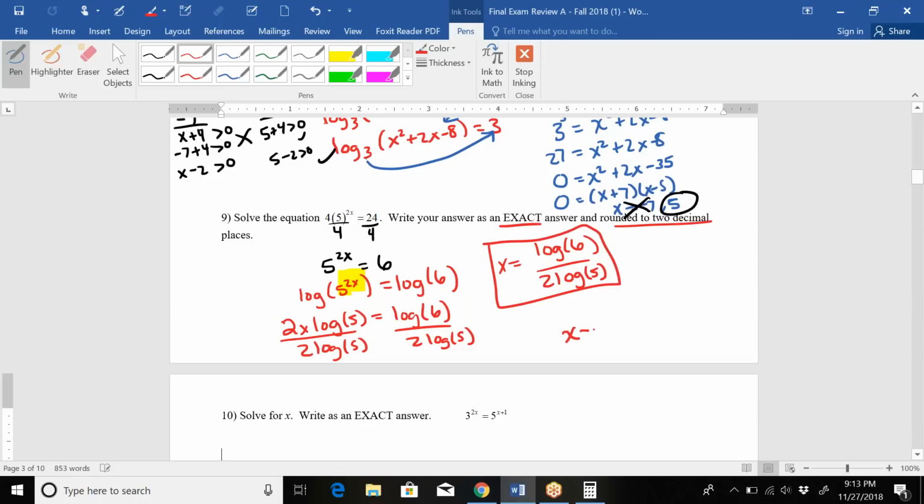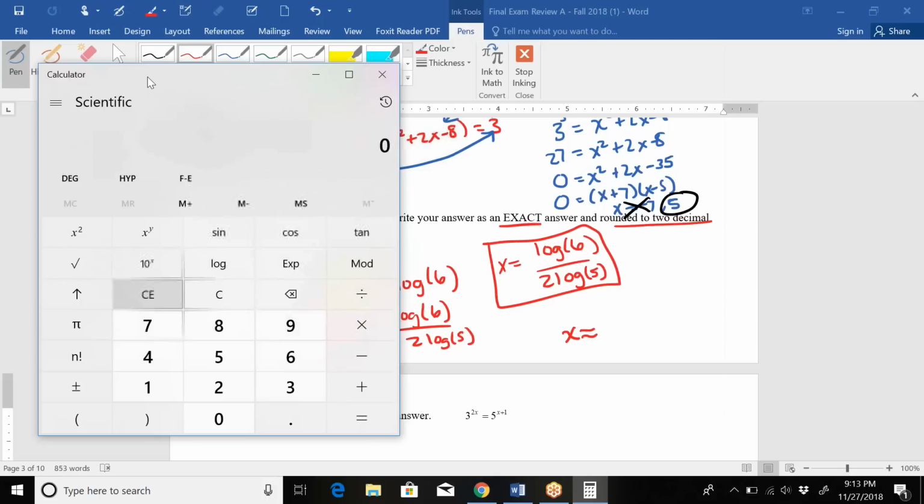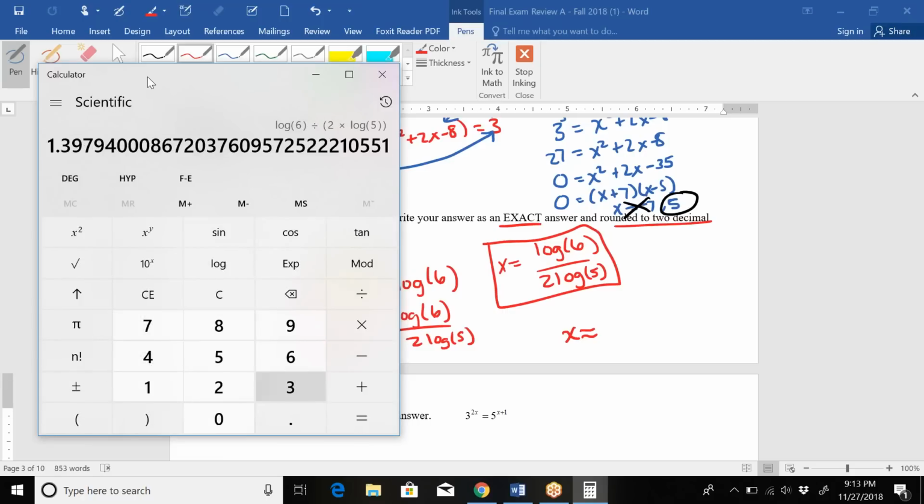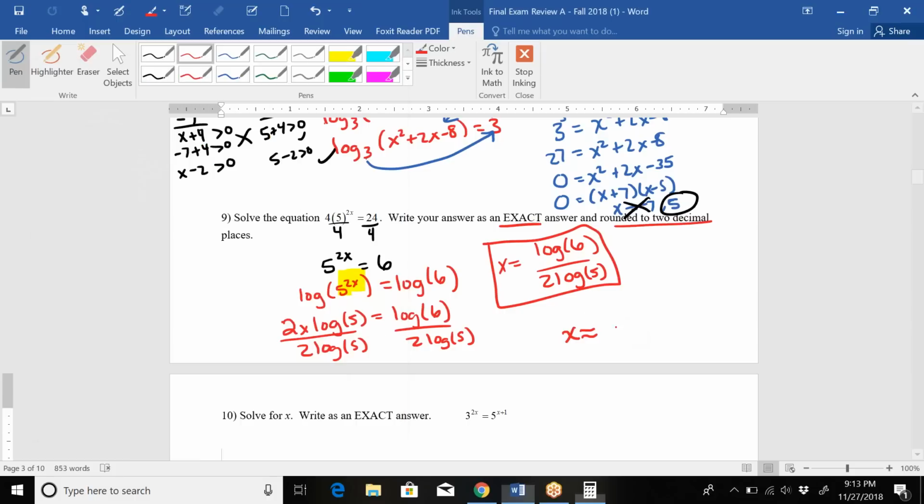To get the decimal approximation, you're going to need to use your calculator. So we will take our calculator and I have to do my number first. Most calculators, you type log, then the number. So log of 6 divided by, and I'm going to do a parentheses on the bottom, 2 times 5 with a log. All right, so then when we hit enter there, that gives me 0.56. So 0.56.